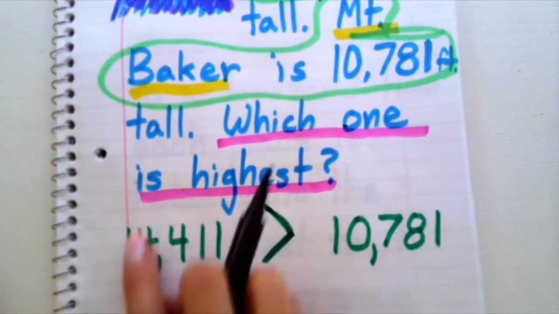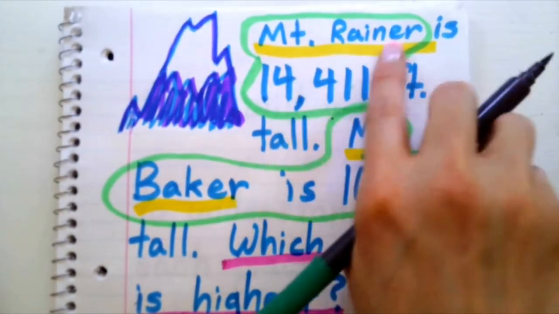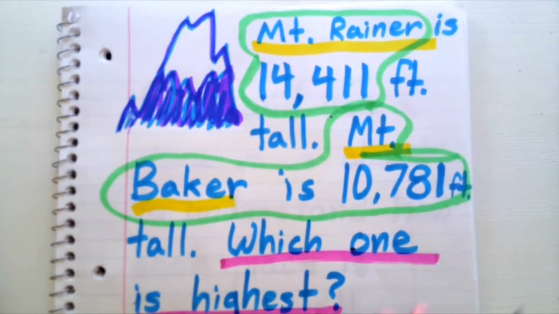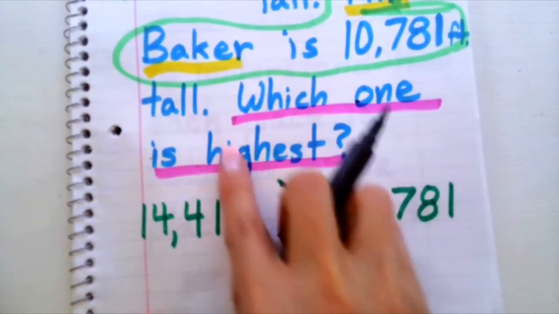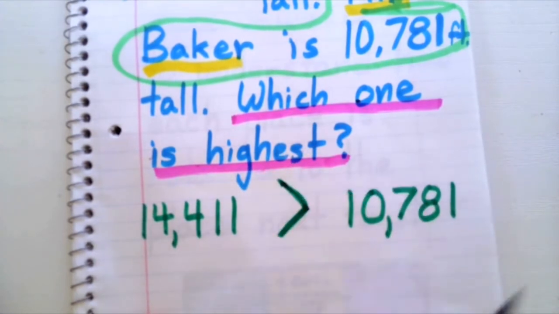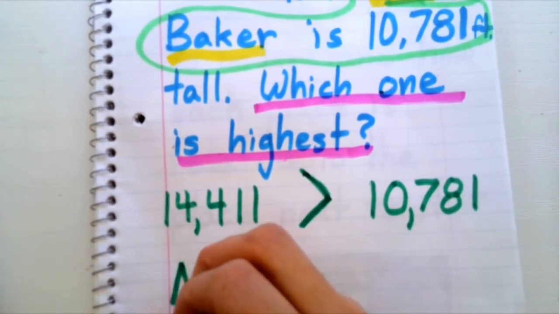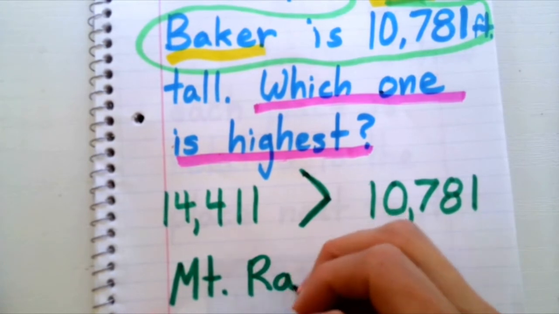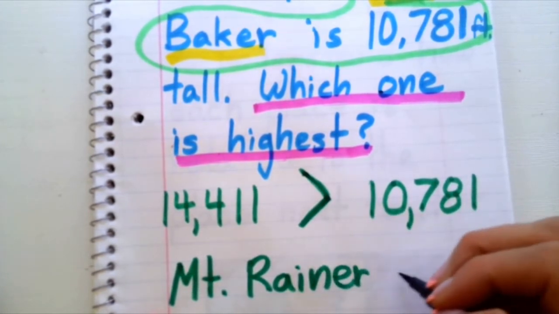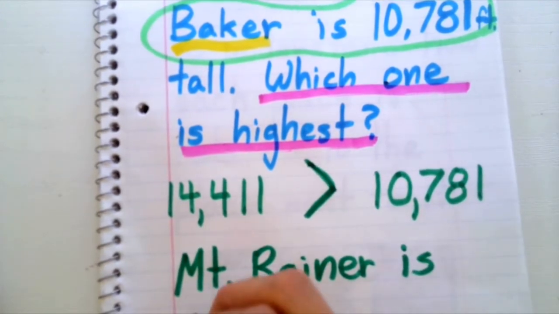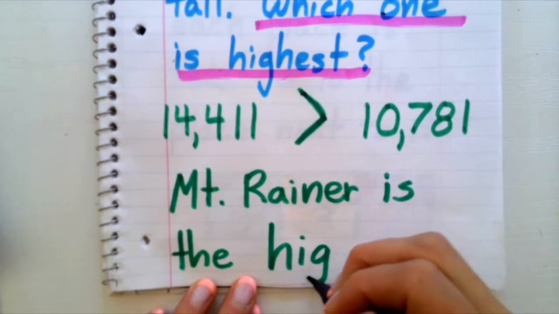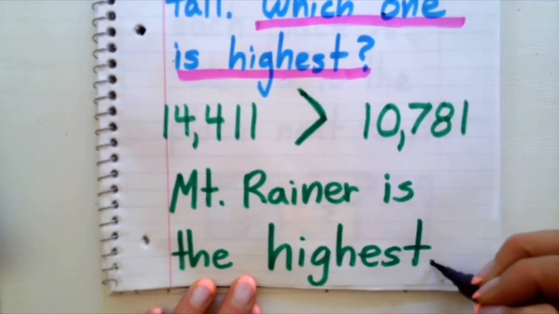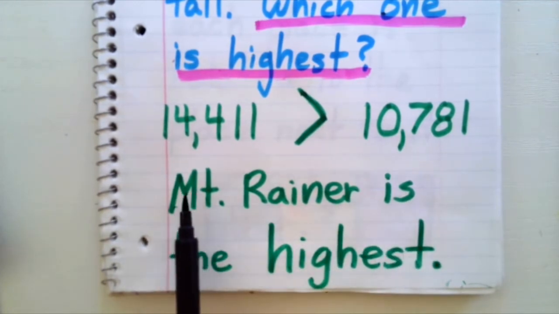Which mountain had this number as their height? Right, Mount Rainier. So which mountain is taller? Mount Rainier is taller. It is the highest. Let's use this question to write our answer. We restate the question when we answer a question. Mount Rainier is the highest. We always answer a word problem with a sentence, and we always start a sentence with a capital letter and put a period at the end of it.